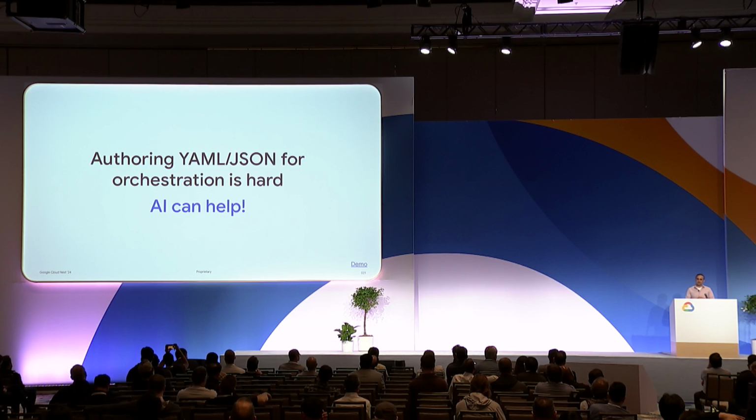Now, authoring YAML and JSON for orchestration is hard, right? I don't like working in YAML, but that's what we have in workflows for now. But thankfully, AI can help, and we've been working on some features that are going to be available soon. So I want to show you a couple of examples on this.